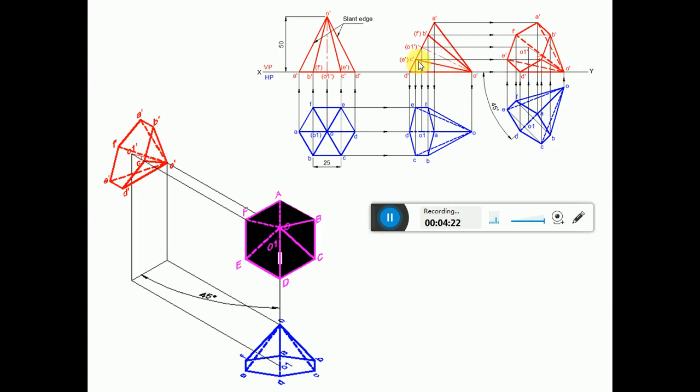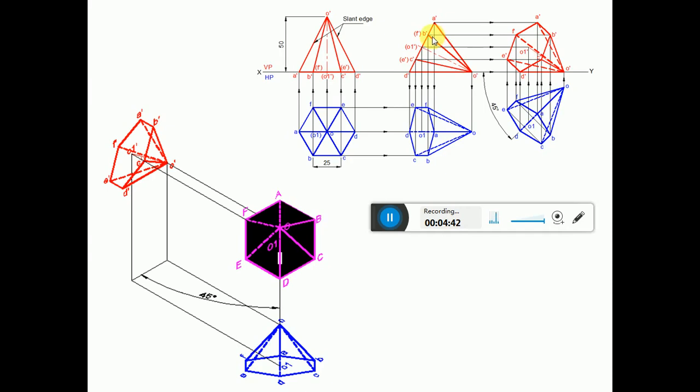Then draw a horizontal projector from C dash and E dash, and draw a vertical projector from E and C to intersect at the points E dash and C dash in the front view. Similarly, draw a horizontal projector from O1 dash and draw a vertical projector from O1 to intersect at this point O1 dash.